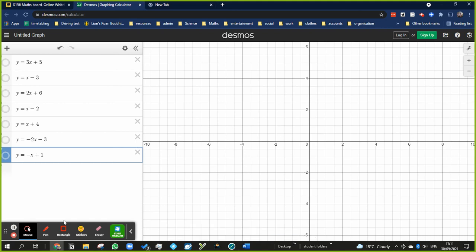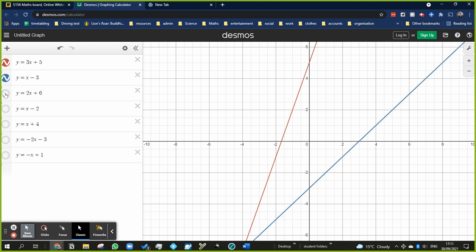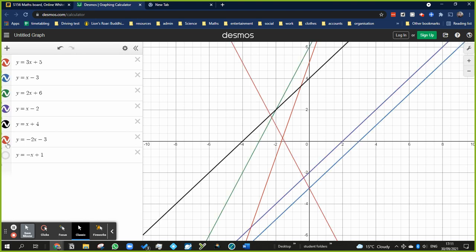Okay, so basically, if we have all these equations here, they're all straight line graphs. If I turn them all on, we'll see a load of straight lines appearing here. Each one of these is a straight line. Okay, it's quite a lot of them. I'm going to turn them off now.